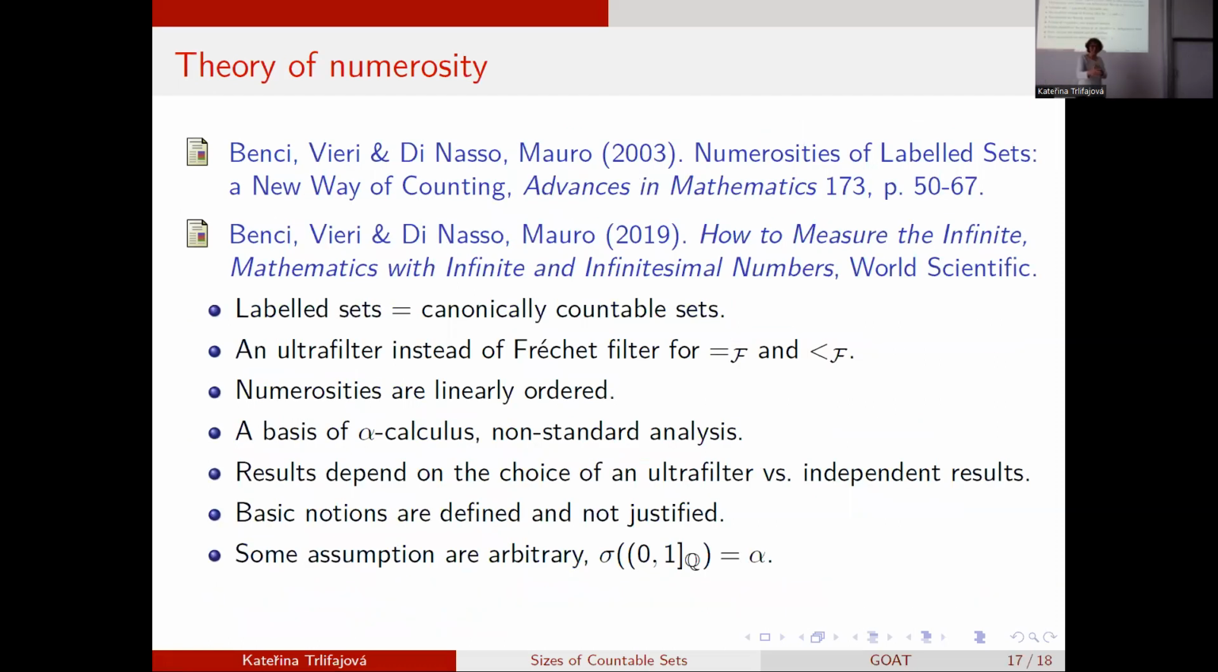Yes, I would like to ask you, is it possible to use this estimation of the number of rational numbers, natural numbers, somewhere in computer science?